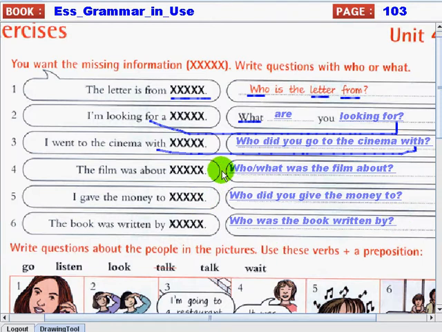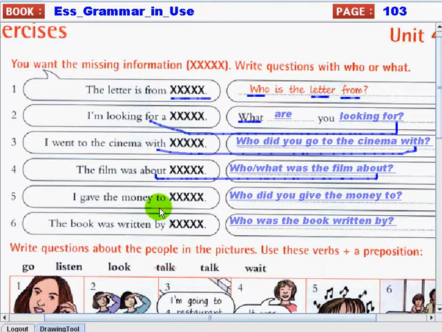Next one, situation is, the film was about blank. The film isn't a person, it's an idea, it's a topic, right? We can ask, what was the film about? Or if it's about a person, the film is about a person's life, okay? We can ask, who was the film about? Again, I put preposition about at the end of our sentence.